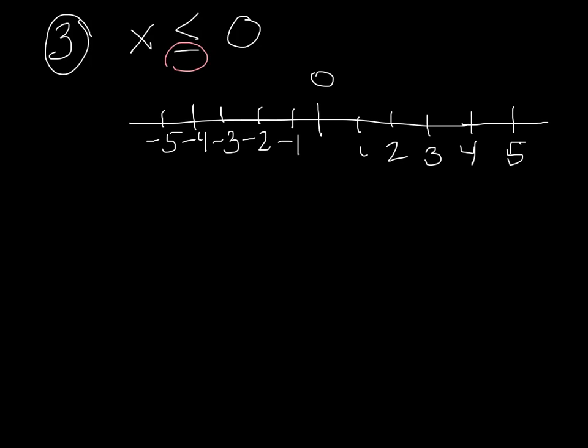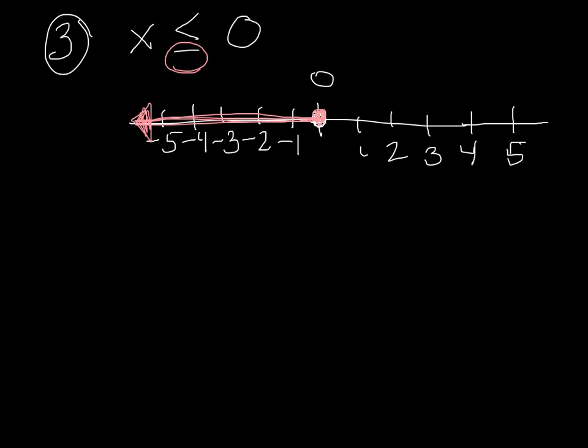Because it has this line right here, I know my circle is going to be closed. So I'm going to color that in, make it a closed circle, because 0 is less than or equal to 0. And then I need to ask myself, which way is the line going to go? What numbers are less than 0? I know -1, -2, -3, -4, -5, those are all less than 0, so my line is going to go this way. And it's going to be an arrow. Don't forget your arrow and to color in your circle.